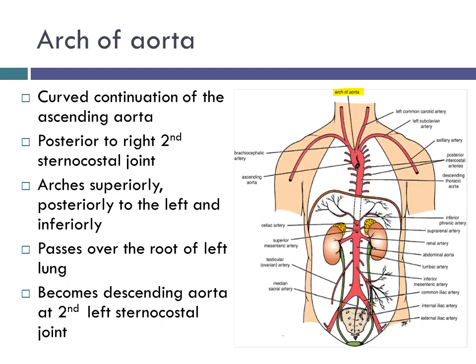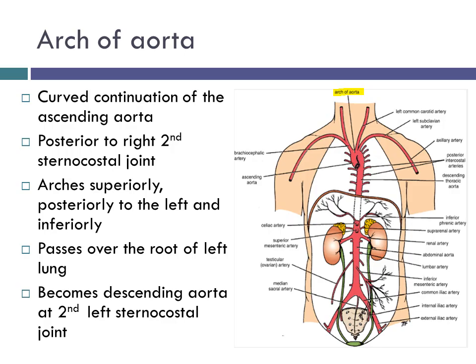The arch of aorta is a curved continuation of the ascending aorta, which begins posterior to the right second sternocostal joint, and after arising, it arches posteriorly to the left and inferiorly, and passes over the root of the left lung, and then becomes the descending aorta at the level of the second left sternocostal joint.